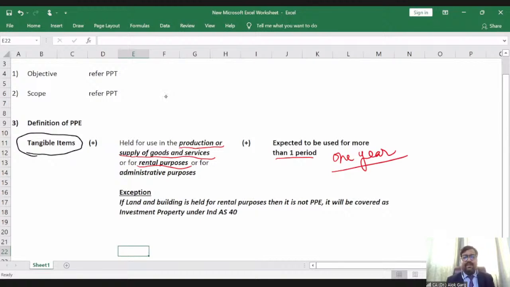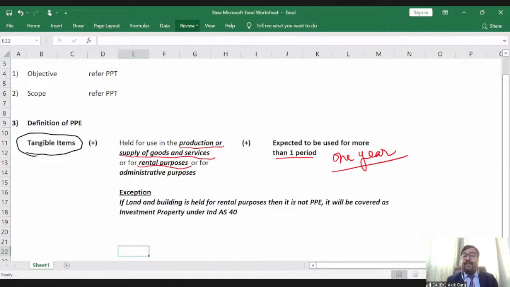I hope you guys have understood this part. Any doubt, any queries so far? Yes, Tarush, only this exception is for land and building. If land and building is held for rental purposes, then it is not property, plant and equipment, it is investment property. For all the items other than land and building, if the company is holding for rental purposes, it is property, plant and equipment, right?